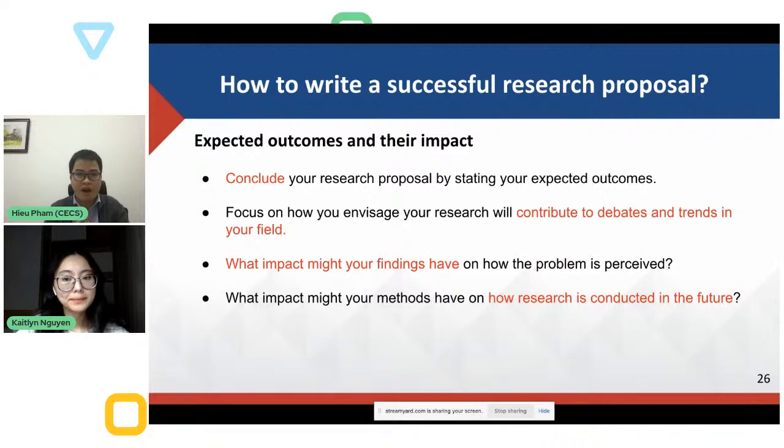So you need to focus on how you envisage or how you can do it. Do not overclaim or underclaim, but focus on what you can do, how you can contribute to debates or change in the research field, and what impact the findings might have on the research, and what impact the methods might have in opening new research in the future. For example, after the research, you can show that we opened a new research direction, so people should follow and develop this research direction. That is a great contribution to the research field.